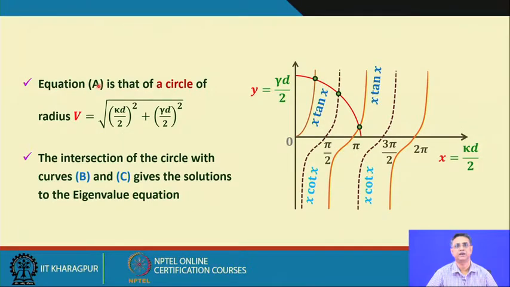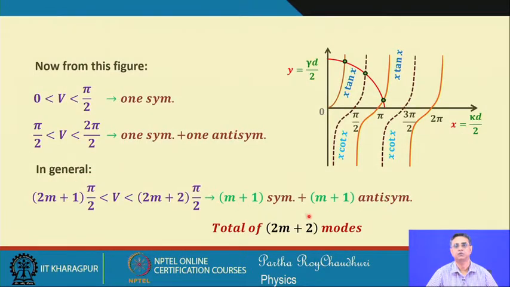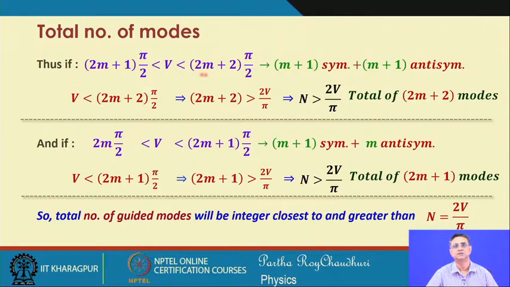We will see how the modes look like. Now, equation A is the total number of modes supported. Thus this condition gives you twice m plus 2 modes, and if this v lies between twice m pi by 2 and twice m plus 1 pi by 2, then the total number of modes in the same way will be twice m plus 1. That means, whether you are at the symmetric mode or at the antisymmetric mode as the last point of intersection. So, in this way you can generalize the condition that the total number of modes supported in the waveguide will be an integer which is closest to or greater than twice v by pi.